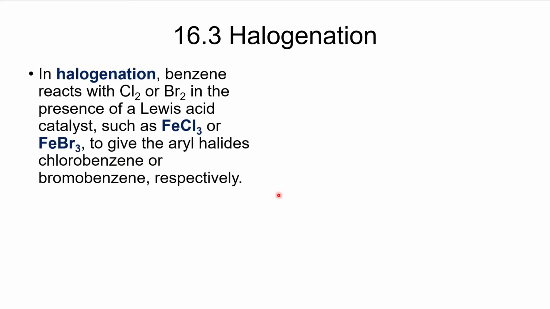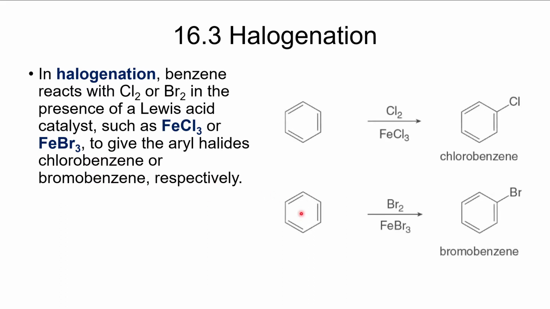So let's look at halogenation. We'll start with the simplest one, halogenation. It's fairly easy to do. In this, benzene reacts with either chlorine or bromine. And if you have chlorine, we need to use the Lewis acid, iron 3 chloride. And for bromine, we need to use iron 3 bromide. And we can get chlorobenzene or bromobenzene, respectively. So there are the products of those.